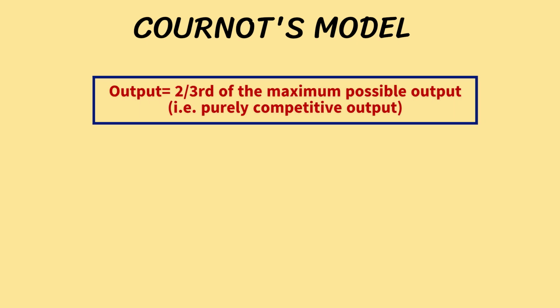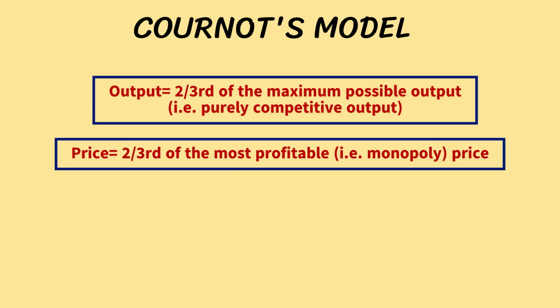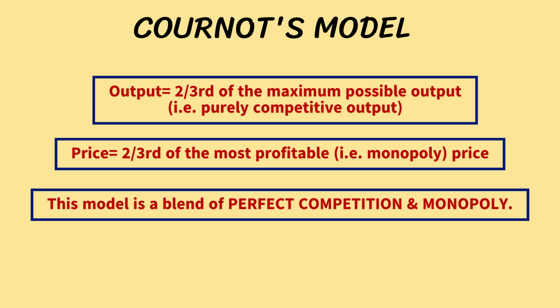So now we are done with the criticisms. At the end, we can say that under Cournot's duopoly solution, output is two-thirds of the maximum possible output, that is purely competitive output, and price is two-thirds of the most profitable, that is monopoly price. So this model is a blend of perfect competition and monopoly.